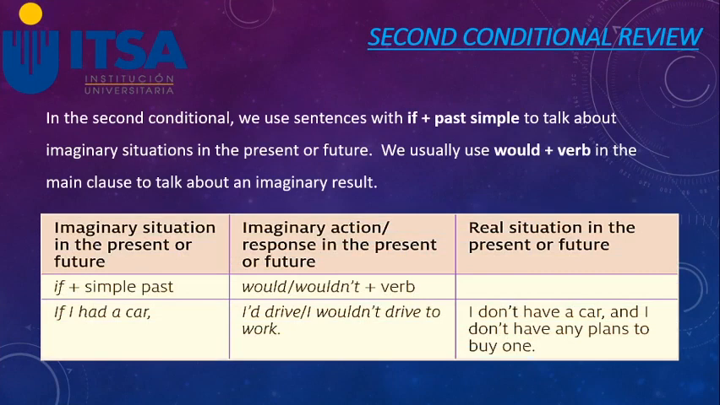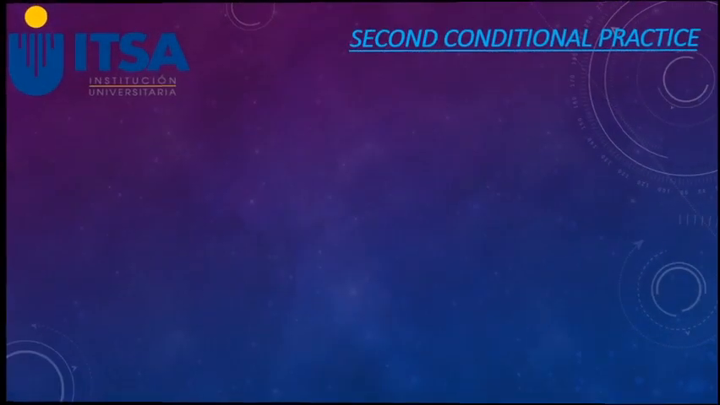Remember, in the second conditional, we use sentences with if plus past simple to talk about the imaginary situation in the present or future. We usually use would plus the verb in the main clause to talk about an imaginary result, as I told you in the last slide. Now, let's practice a little bit.